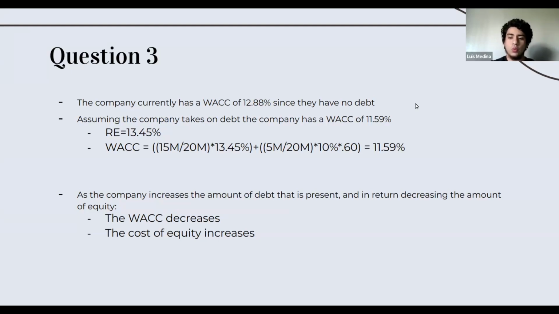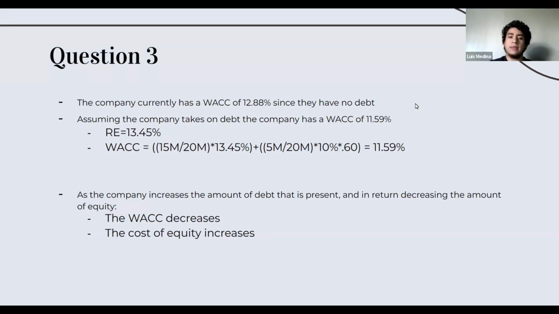Question 3 states, what is the current weighted average cost of capital of the firm? What effect would a change in the debt to equity ratio have on the weighted average cost of capital and the cost of equity of the firm? Currently, the weighted average cost of capital of the firm stands at 12.88%. Norton Electronics currently does not possess any debt, and thus we have the current WACC of 12.88%.